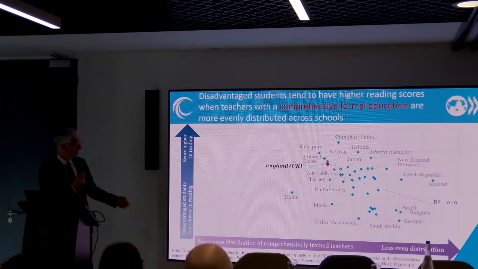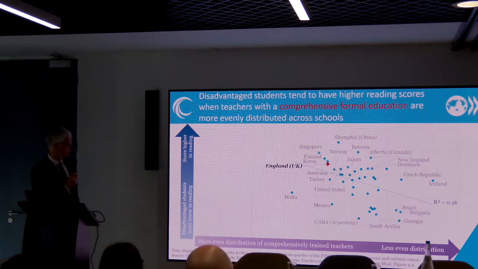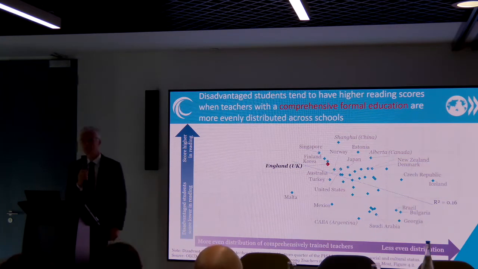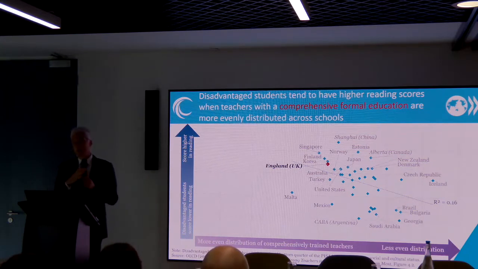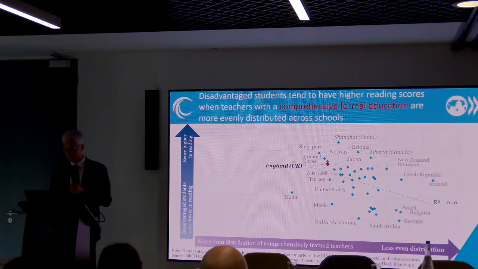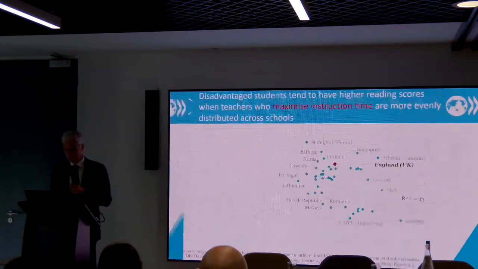And you can see there are also the systems in general where there is a more even distribution of comprehensive trained teachers. So again, a pretty clear cross-country relationship with a correlation that is statistically significant.